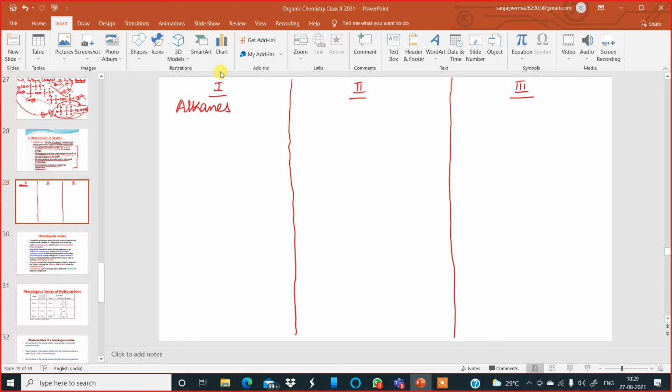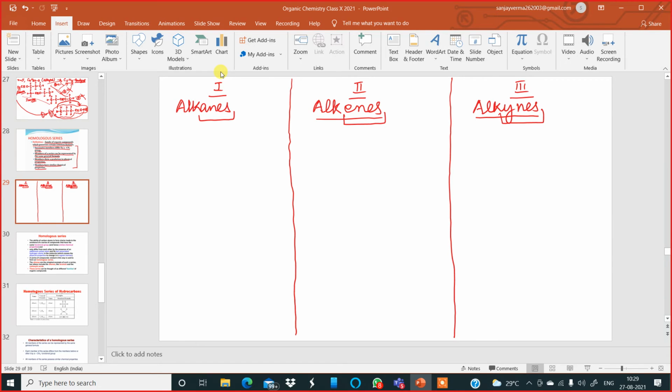The second column, I'll give it to the homologous series alkenes. The third column, I'll give it to the homologous series alkynes. Is that clear, my dear boys? Now, in these three words, look at this part carefully.